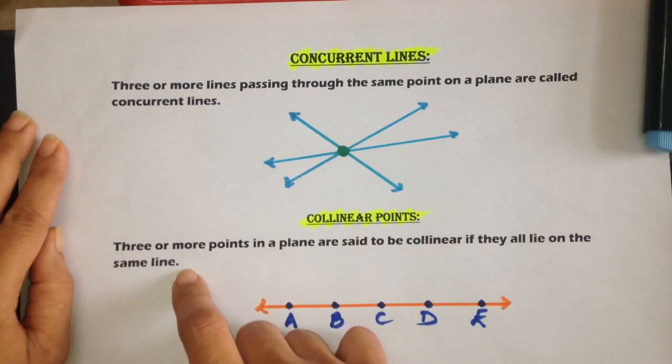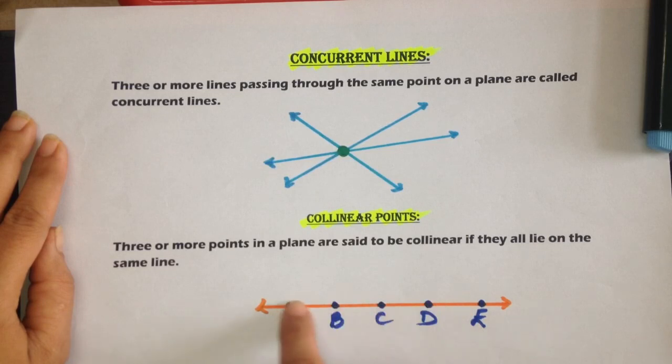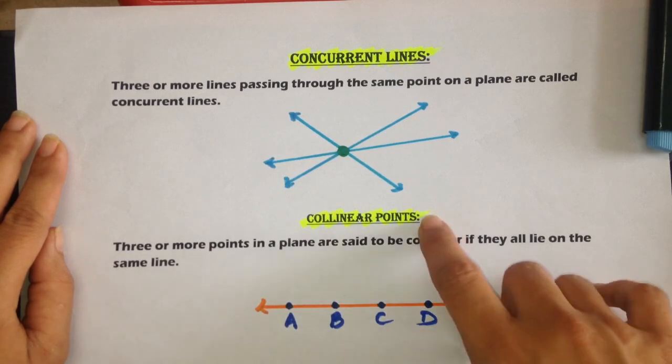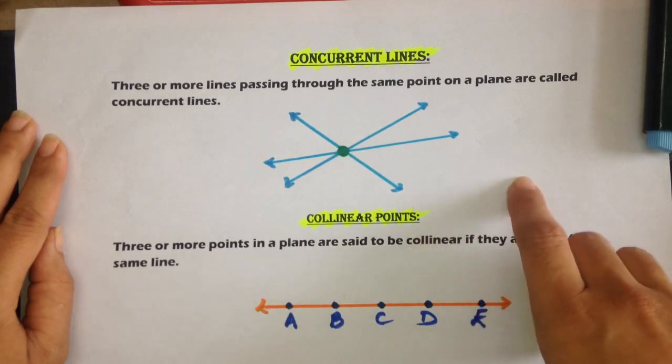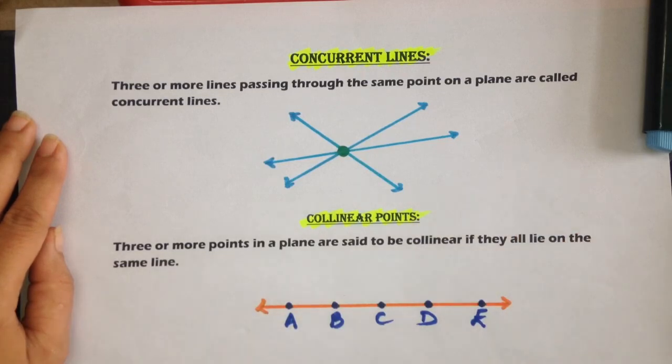This is the basic condition also to form a line. If we have three collinear points in a single plane, and if we join them, we get a line. So all the points which are lying on a single line are known to be collinear points. Getting my point? Yes? Okay, let's move ahead.